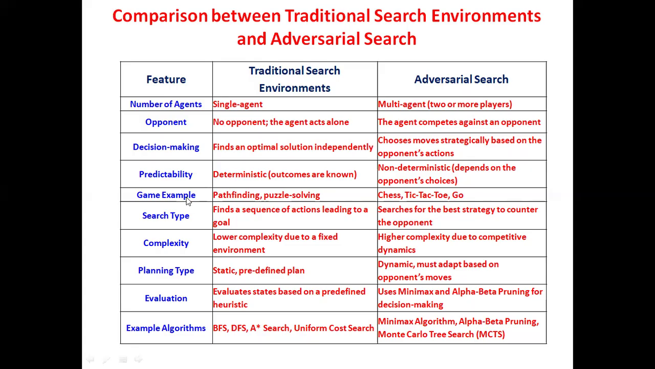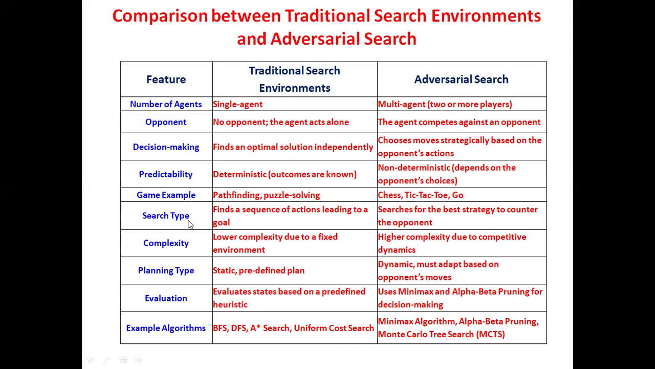Next, coming to the game example. The traditional search is used in problems like path finding, for example, finding the shortest route on a map, and puzzle solving, for example, solving the 8 puzzle problem. In adversarial search, examples include chess, tic-tac-toe, and Go, where players compete by making optimal moves while considering their opponent's strategy.